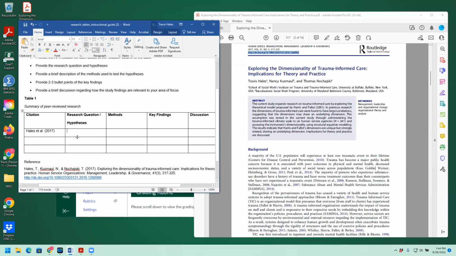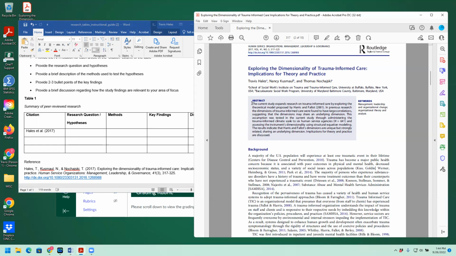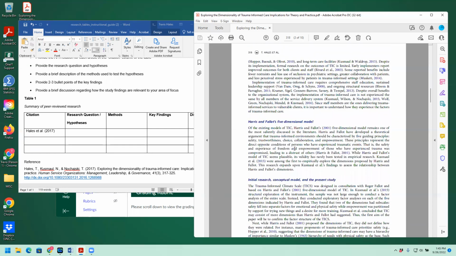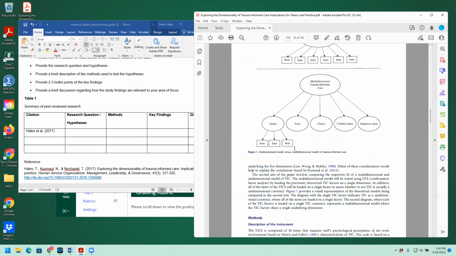Next, we want to go to the research question and hypotheses and begin plugging in our information. So you might first go through and read the abstract, get a sense of what's being done in this study. You might even be able to get some of the information you need in the tables in the abstract. But remember, in class, we talked about whenever you're looking for the research question or hypotheses, the easiest way to find it is to scroll down to the methods section of the paper.